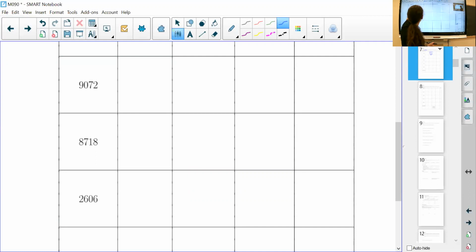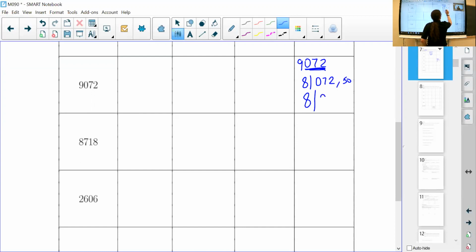Let's take a look at 9072. I want to know if that's a multiple of 8. I'm going to take the last 3 digits and say, wait a second, 8 goes into that, because I know 8 times 9 is 72. So 8 goes into 072 or 72. So 8 goes into 9072. There's a yes there.